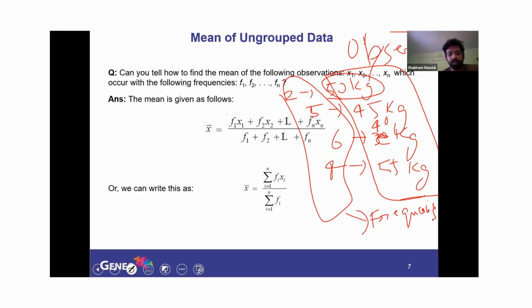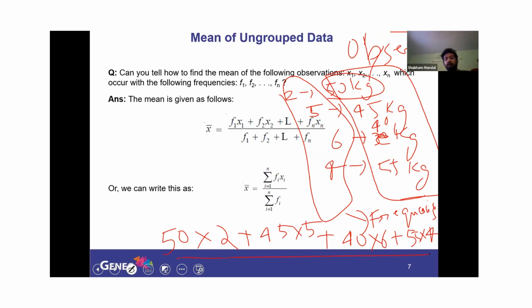So the mean weight here will be 50 into 2. 50 kg is occurring 2 times, so 50 into 2 plus 45 kg is occurring 5 times, 45 into 5, plus 40 is occurring 6 times, 40 into 6, and finally 55 into 4, by the total number of frequencies. Okay, that is f1 plus f2 plus so on till fn. Here it will be 2 plus 5 plus 6 plus 4. That is 18. So this will be your mean. Okay. Now do you understand? You multiply the frequencies with the observations and divide by the sum of all the frequencies.